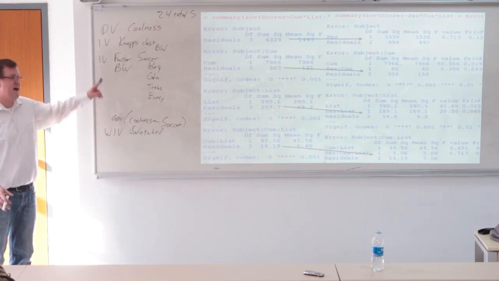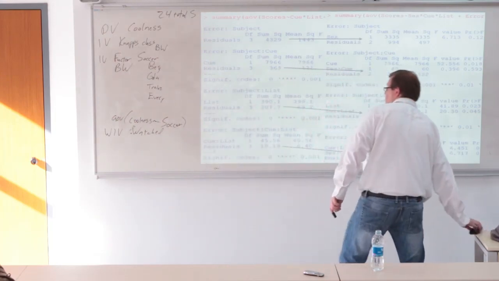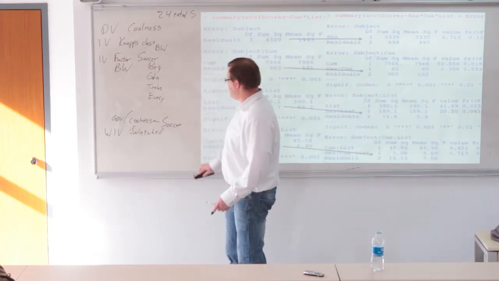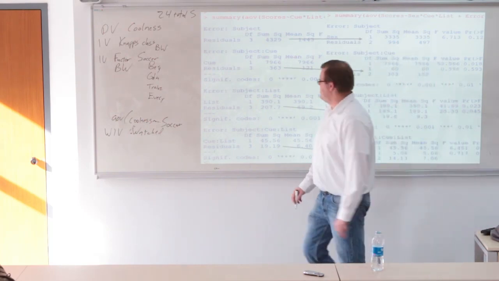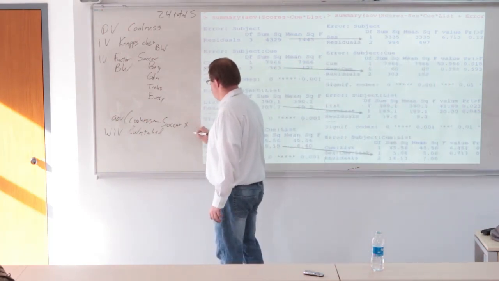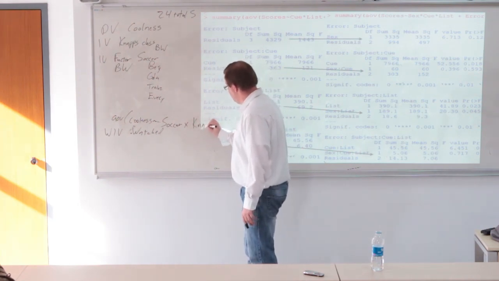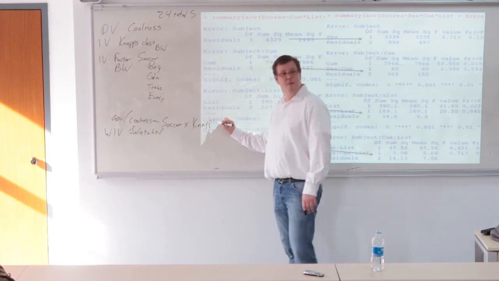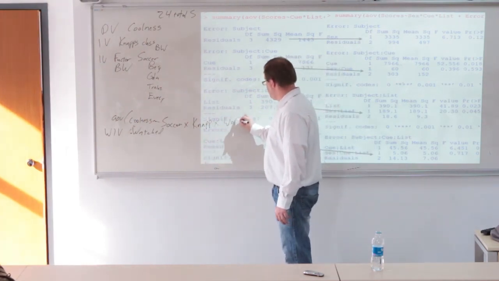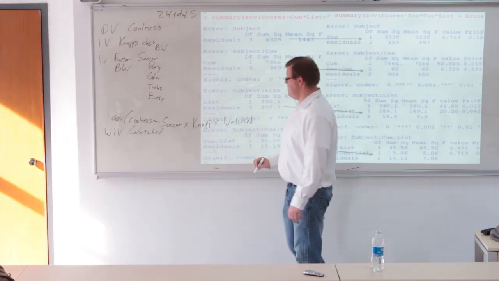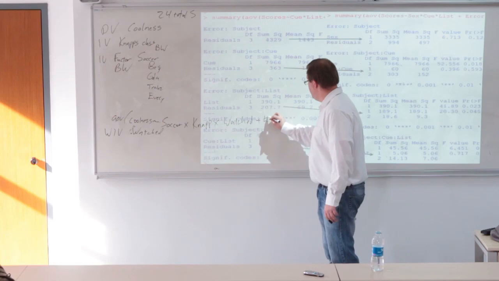So now we have more factors. So we're going to have a new model. So what is our new model? It starts like it did before. Soccer multiplied by watched. Plus error.